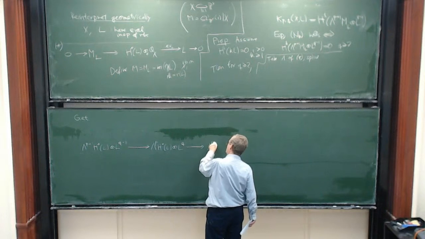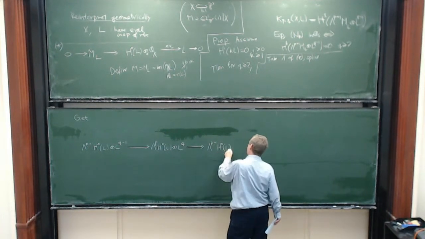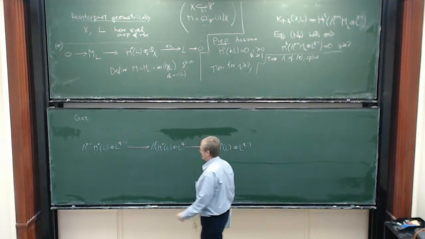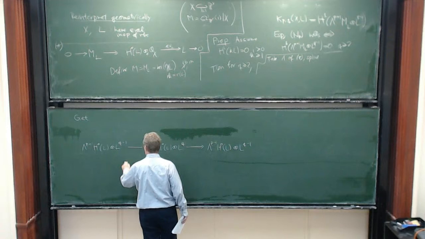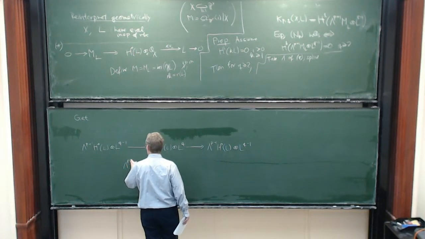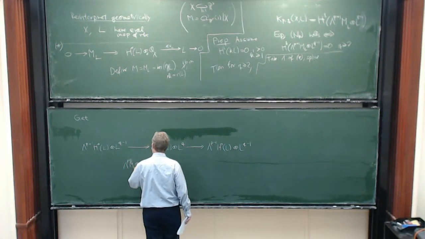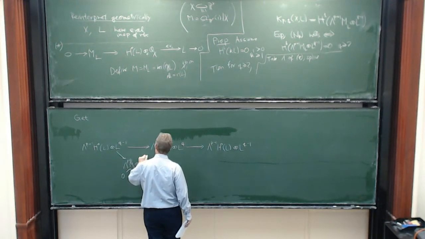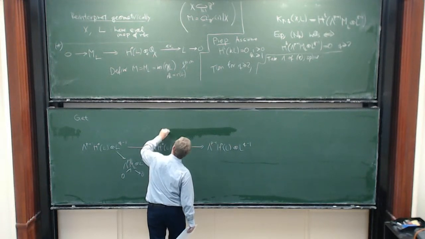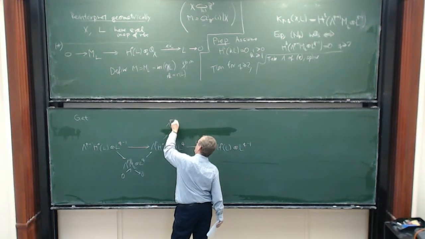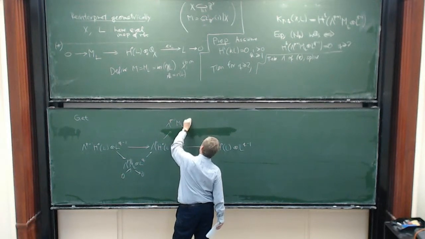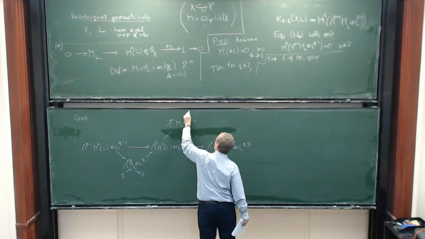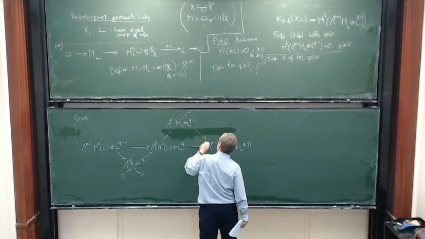And I'm going to get wedge^{p-1} H^0(L) tensor L^{q+1}. So this is an exact sequence of vector bundles. Here I get wedge^p of M_L tensor L^q. These are wedge products of this sequence, and I'm splicing them together. Here I'm going to get wedge^{p-1} M_L tensor L^{q+1}, and so on. So this is now an exact sequence of vector bundles.